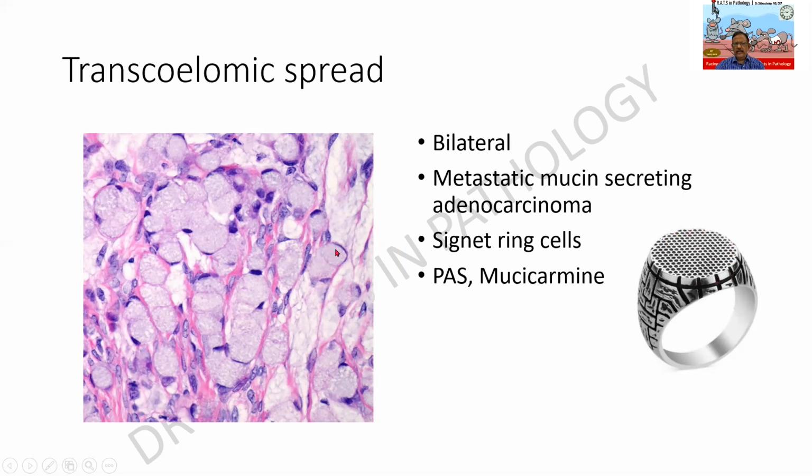The signet ring is supposed to be the ring of a king and he will not be signing the papers, he'll be only putting his emblem on it. So that is called the signet ring cell. The material can be stained with either PAS, periodic acid Schiff, or the mucicarmine. I would advise you to kindly go to my explanation in the game.